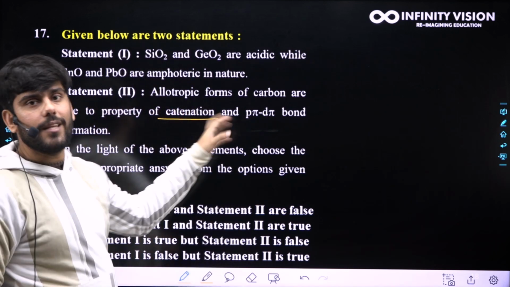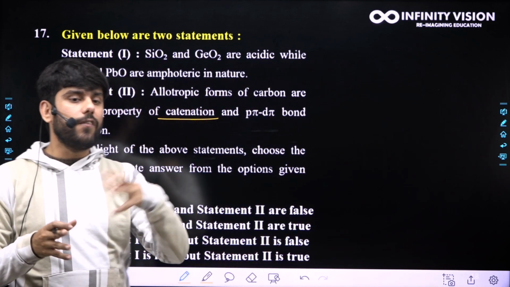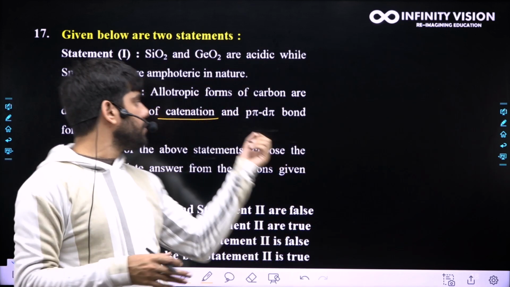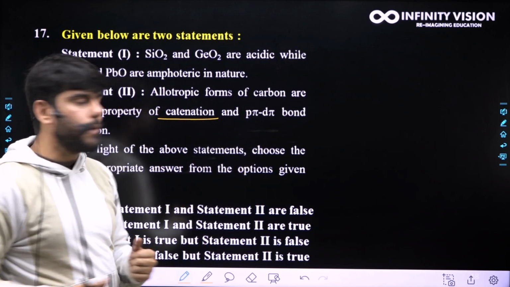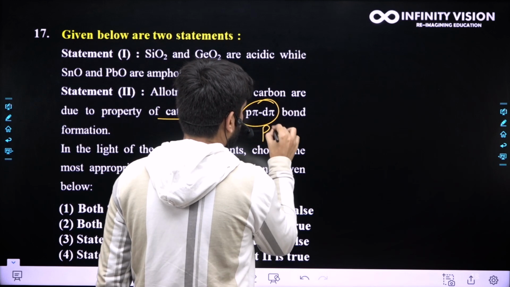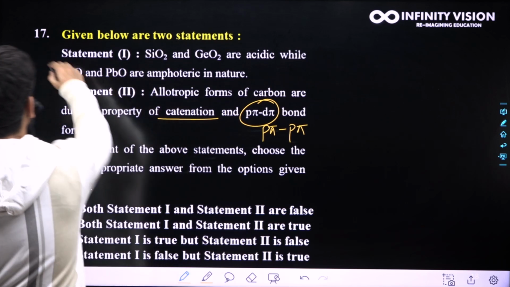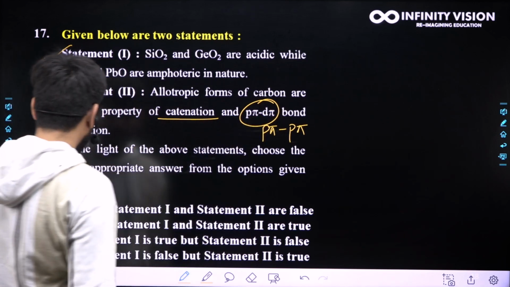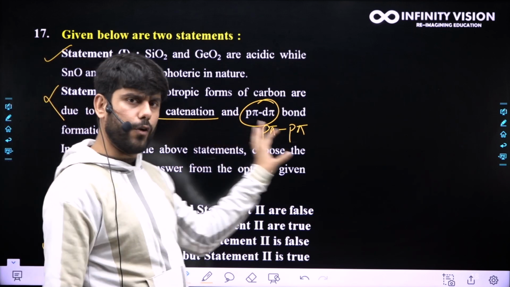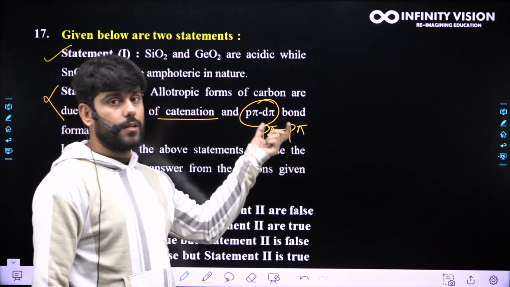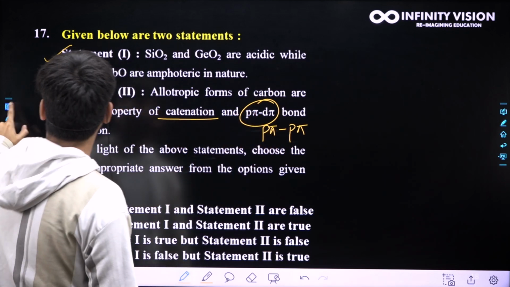P-pi d-pi. Now in carbon there is no d orbital, so how can it be p-pi d-pi? Catenation is a property of self-linking, right, via covalent bonds. So where did this d come from? There is no d in carbon. So it should be p-pi p-pi bond, not p-pi d-pi. So the first one is correct, but the second one is wrong because of this d-pi. So first is true, second is false, third is the right answer. I hope this is clear. So please, you are suggested to read the question properly. Here lies the answer itself. Okay.